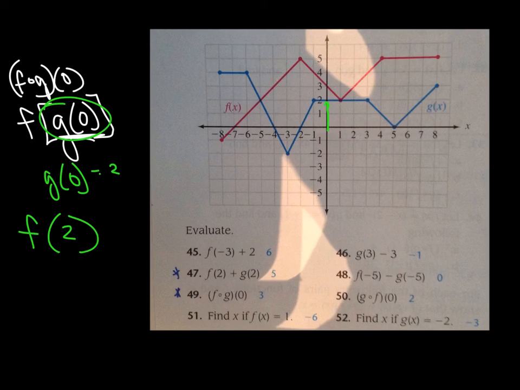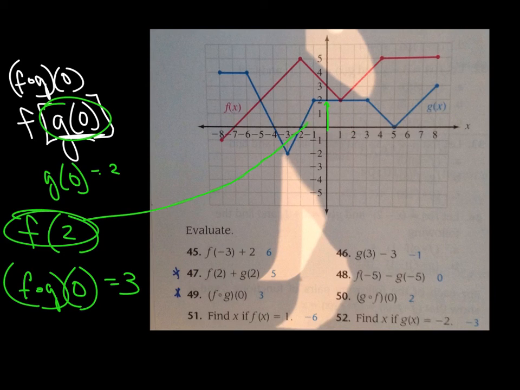So f composite g of 0 is going to be 3, which is where I go over 2 and end up going up 3. Okay, so hopefully that makes sense to you, and you'll do fine with lesson 8.5.